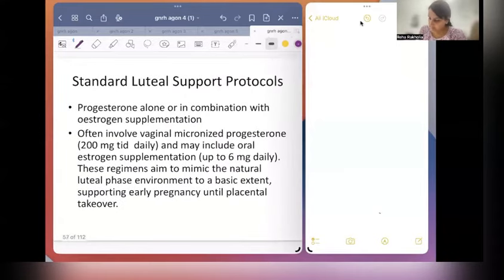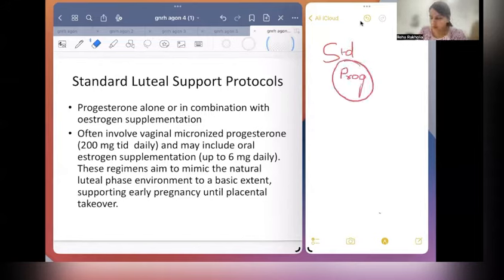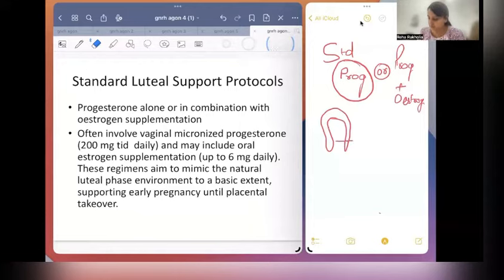Standard luteal phase support. In this, we'll use progesterone or progesterone plus estradiol. And progesterone by which route? By the vaginal route. Mainly in our institute, we use 200 milligram TID.